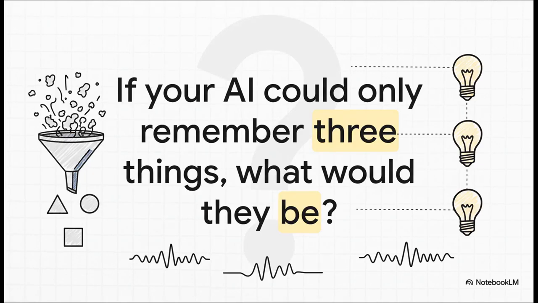So I'll leave you with a final thought here. This entire process is really all about distillation. It's about finding the signal in all the noise. So if you had to start from scratch and your AI could only remember 3 essential things from any given conversation, what would they be?